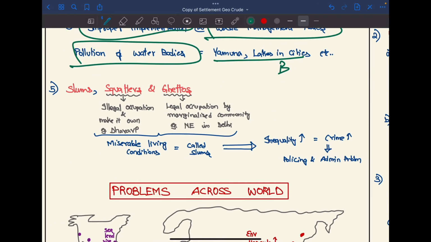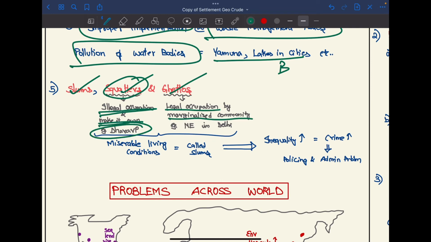Next, we have the popping up of slums, squatters, and ghettos. Squatters are illegal occupations later made their own, for example, Dharavi. Ghettos are legal occupations by marginalized communities, for example, Northeast people living in some ghettos in Delhi. All of these have miserable conditions. Therefore, inequality will be high and crime will be higher. This will lead to policing and administrative problems.